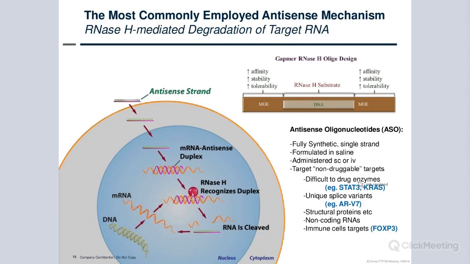Examples of these are transcription factors like STAT3, or signaling molecules like KRAS, or unique splice variants, as I'll briefly illustrate in our prostate cancer studies, where we're targeting the androgen receptor, but unique splice variants of the androgen receptor that drive resistance to frontline therapies. And also targeting transcription factors now in other cell populations that we've only recently explored, for example, immune cells and immune cells of the tumor microenvironment.